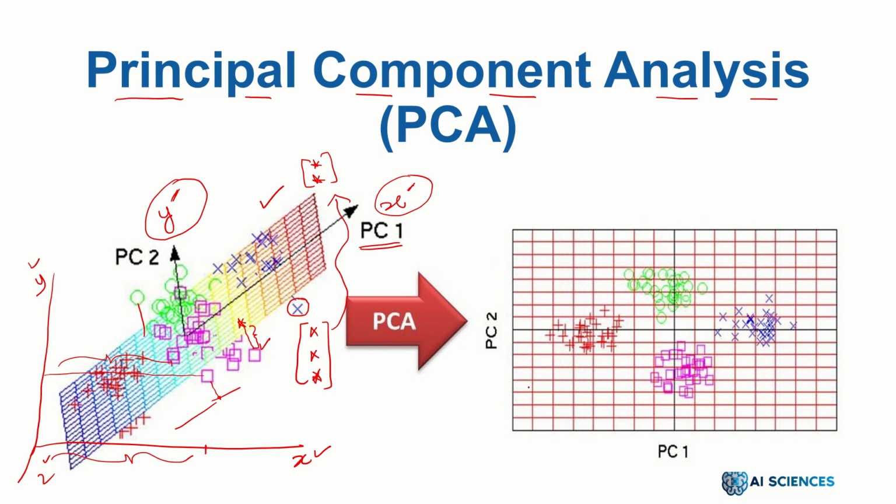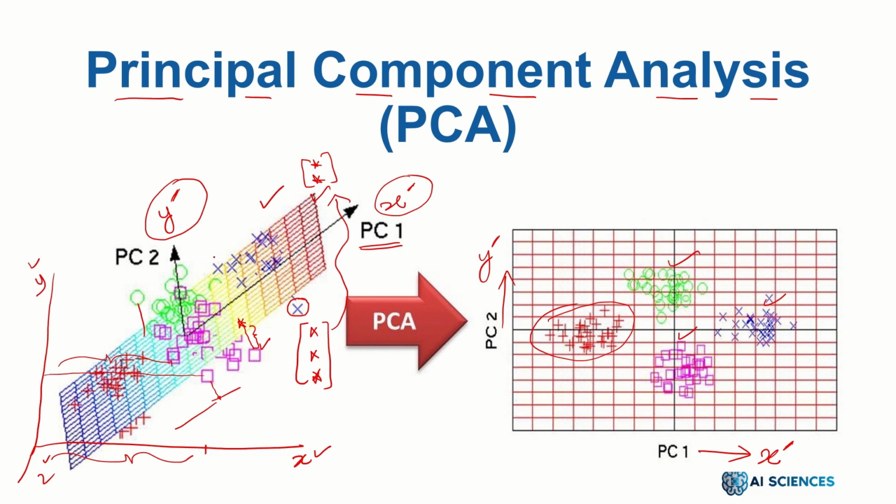Here I have shown that if we represent all these data points in this plane, just as a grid or the parallel view of this particular plane, then all these data points have just two coordinates: the PC1 coordinate, or let me call that the x dash coordinate, and the PC2 coordinate, let me call that the y dash coordinate. So in principal component analysis, you have to find a subspace that best fits the data. Finding that subspace is basically the goal of PCA.